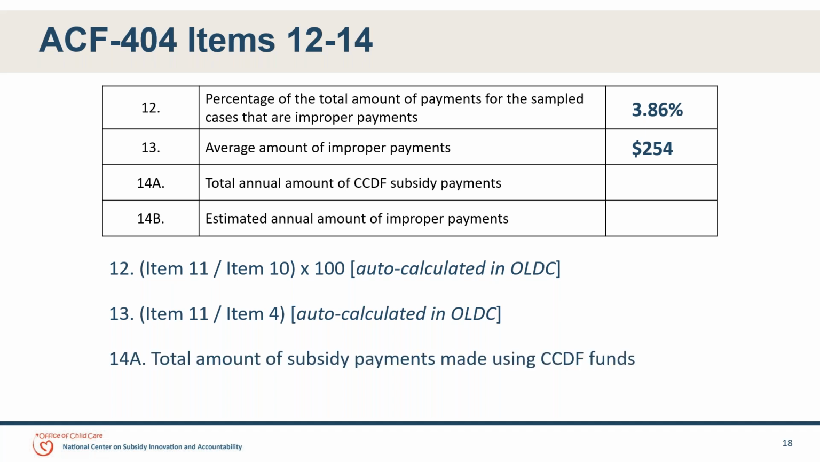Moving on to 14A, this is your total amount of subsidy payments made using CCDF funds over the 12-month review period. And this is for all children, not just for the sample. I think states in their SDAP, one of the items asks about how you're going to find this number. So you can refer back to that if needed, but it's going to be a pretty big number since it's for the whole year. And in our state, we'll say a little over 54 million.